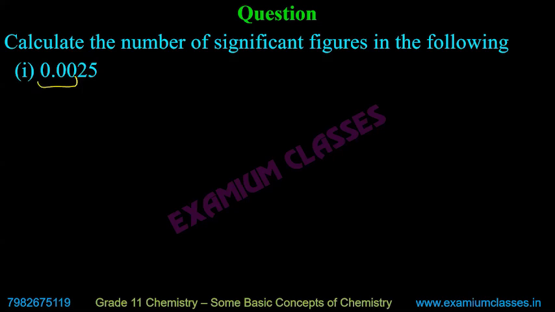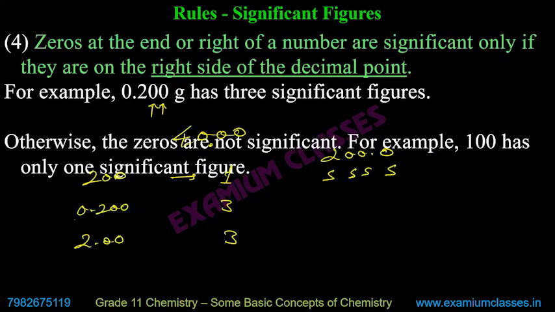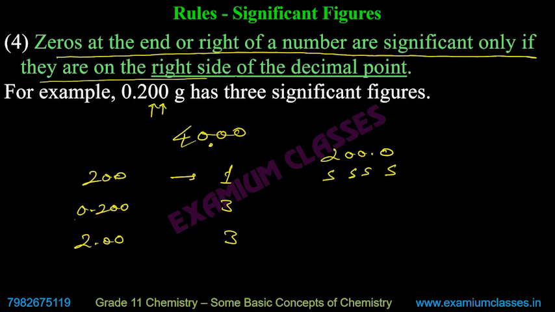And that's why I have kept this question here, because this is the confusion. If you read the rule, it says that if zeros are after the decimal, they will become significant. I'm going back to show you the rule. That's why you are confused. The rule says zeros at the end or right of the number are significant only if they are on the right side of the decimal point. It does not say they have to be after a non-zero digit also, and that is the problem. This is the rule written in NCERT.